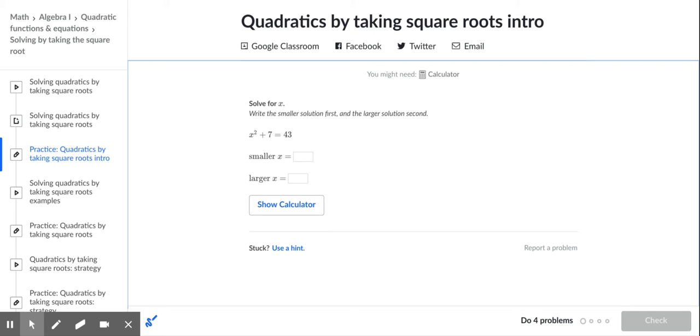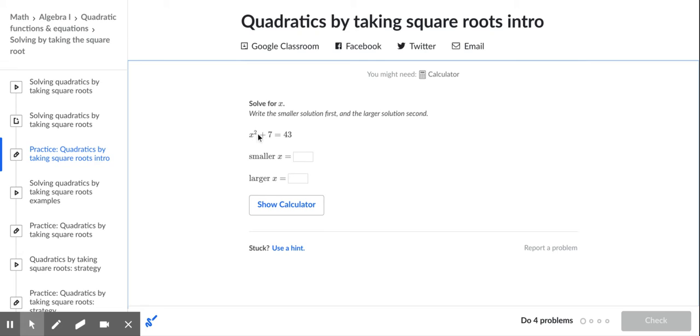Hi guys, so in this video we're going to be talking in a little more detail about solving quadratics by taking square roots. In this one we're given an equation and we need to solve it. Now in the last video I mentioned that a quadratic, which means the variable has a squared, or you're going to have a squared somewhere.